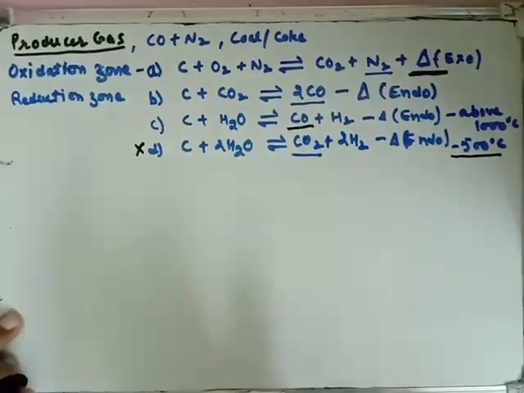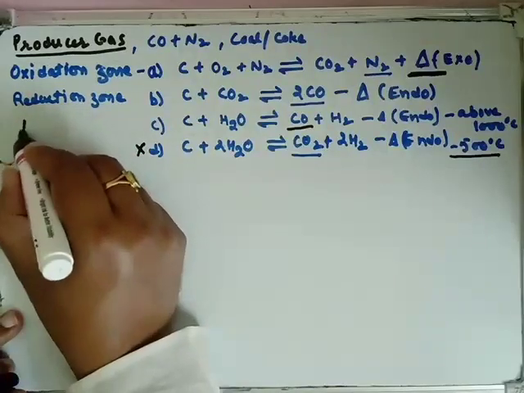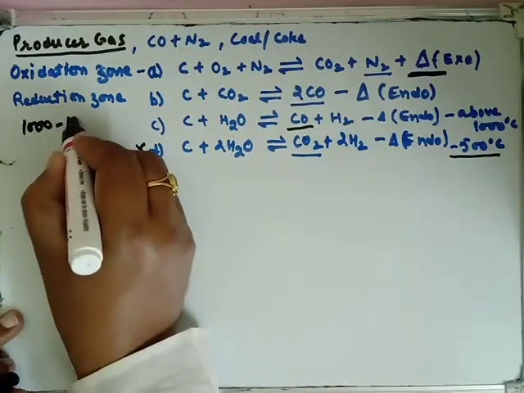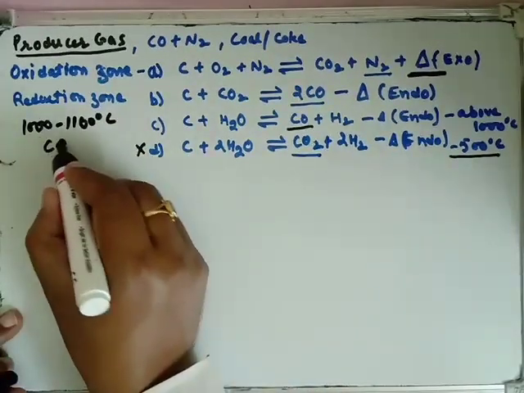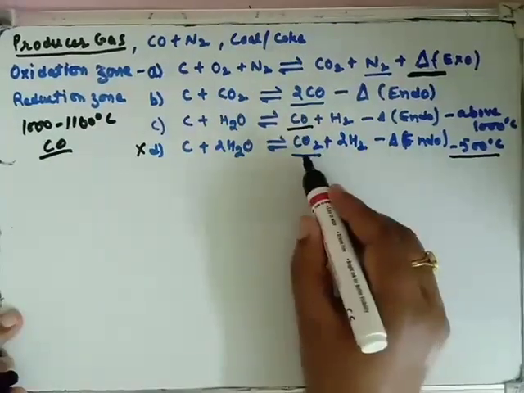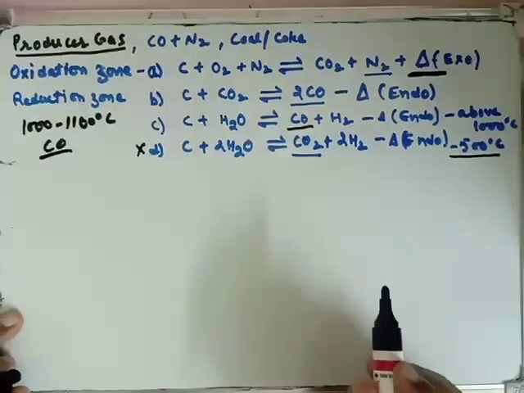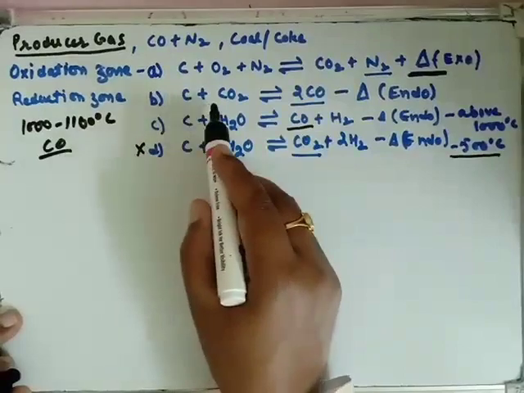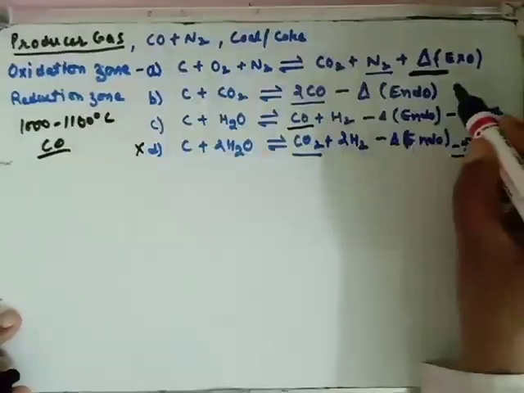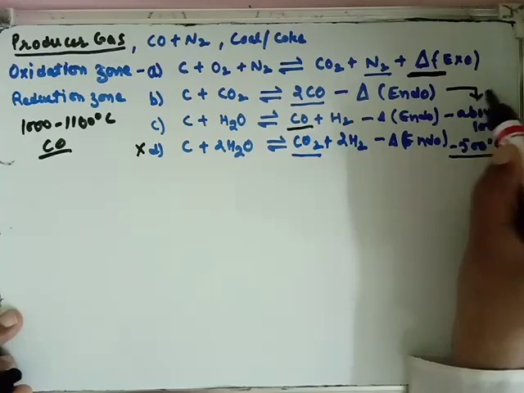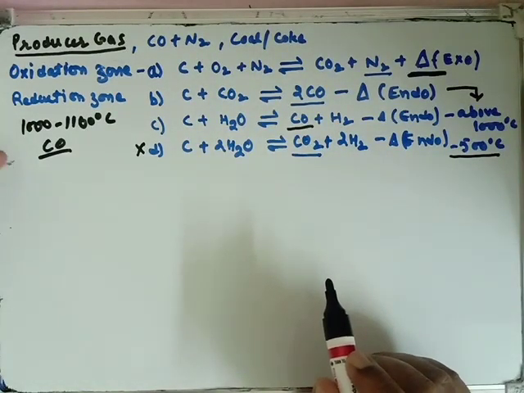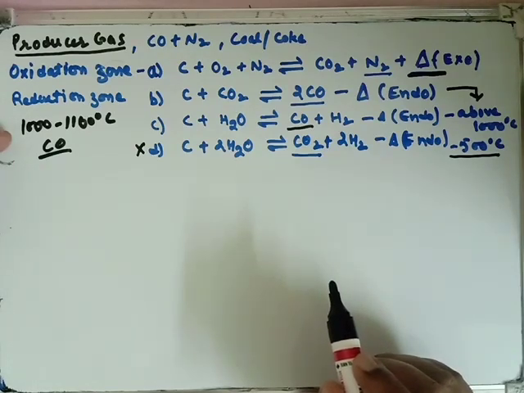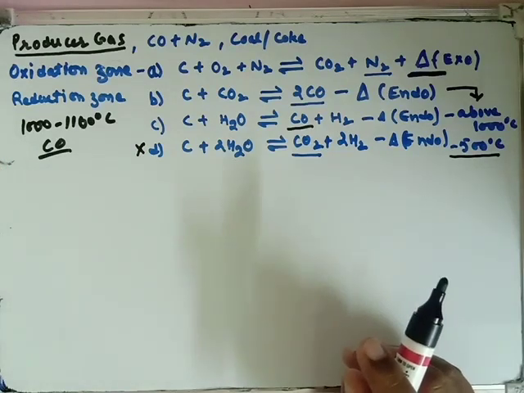Therefore, the temperature in the reduction zone should be maintained between 1000 to 1100 degrees Celsius, so that carbon monoxide is produced and no carbon dioxide is produced. I want to mention one more thing: reaction B, which also happens in the reduction zone, also takes place above 1000 degrees Celsius. Therefore, the desirable temperature to obtain a good quality producer gas in the reduction zone is 1000 to 1100 degrees Celsius.